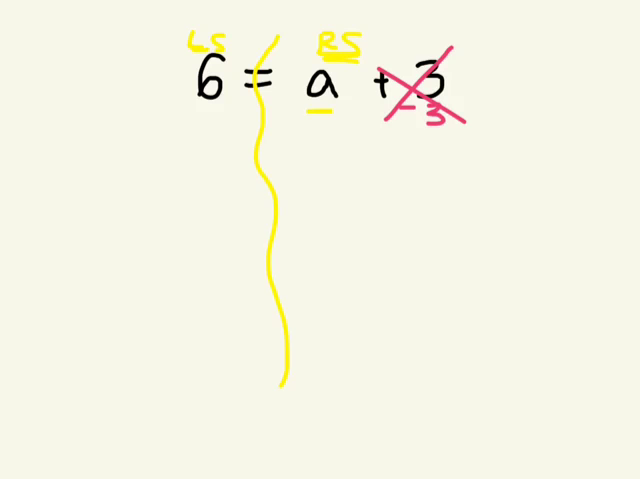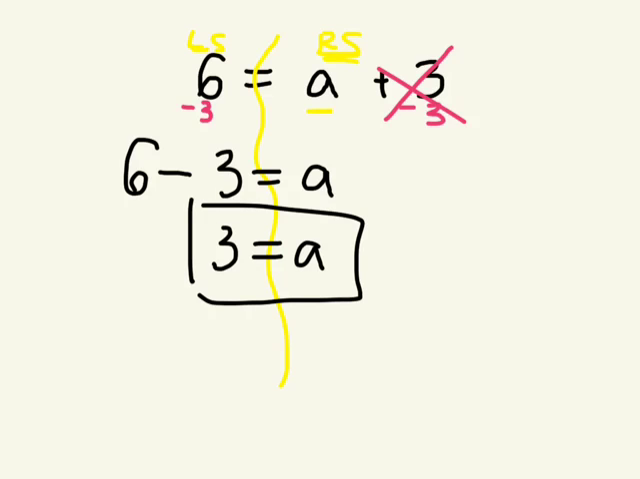So what do you have to do to the left side? You have to subtract 3. Good. So we have 6, take away 3. Yep, that is 3. Good. 6 take away 3 is 3. A equals 3. Excellent.